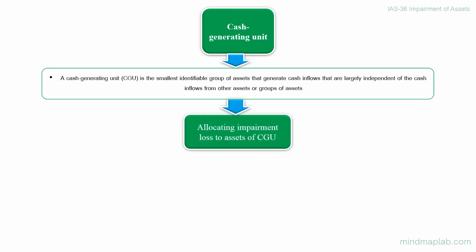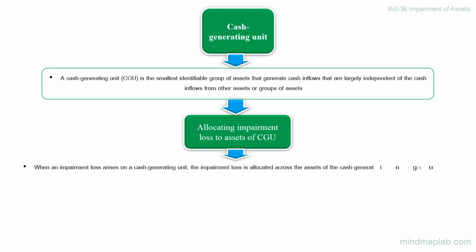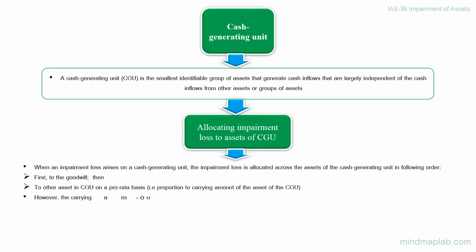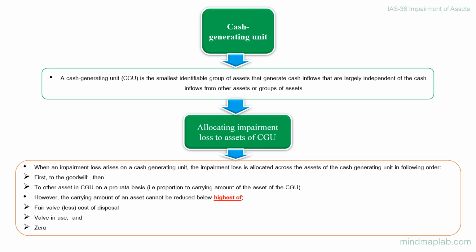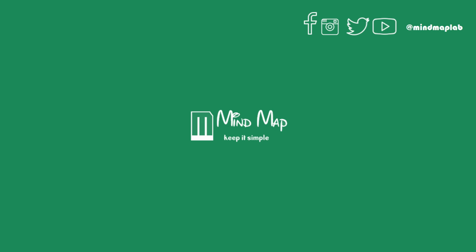Allocating impairment loss to assets of a CGU. When an impairment loss arises on a cash-generating unit, the impairment loss is allocated across the assets of the cash-generating unit in the following order. First, to the goodwill, then to other assets in the CGU on a pro rata basis, that is, in proportion to the carrying amount of the assets of the CGU. However, the carrying amount of an asset cannot be reduced below the highest of fair value less costs of disposal, value in use, and 0.